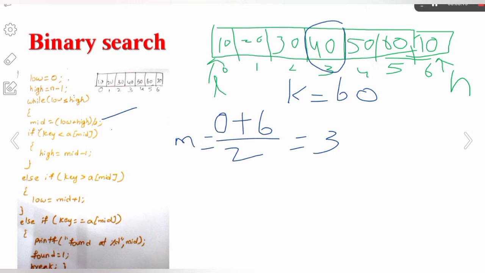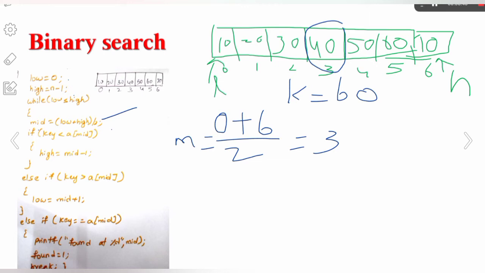Okay. So if the key equals a of middle, what is the key value? 60. So is 60 equal to a of middle, that is 40? No, it is not equal to 40, right? So 60 is greater than 40. That means there is a mismatch.